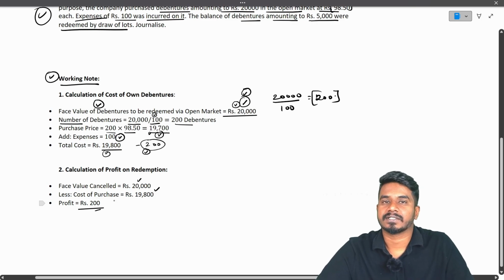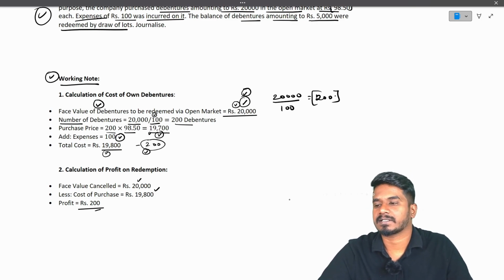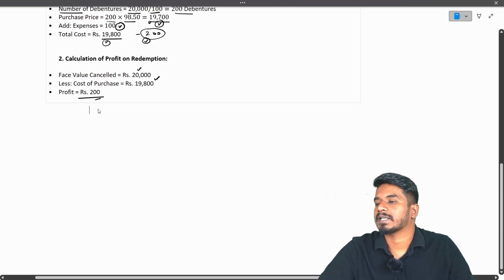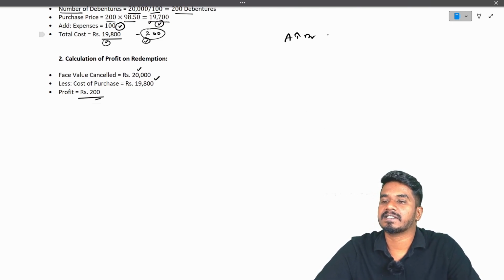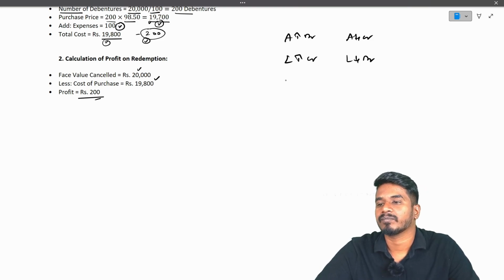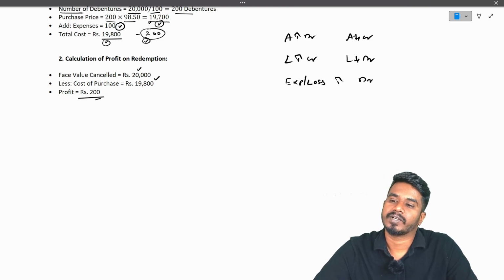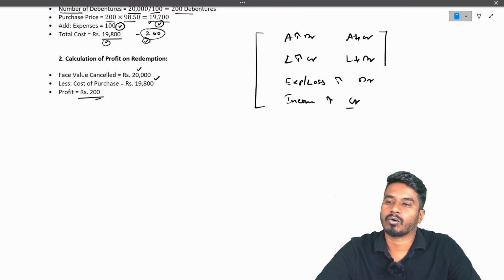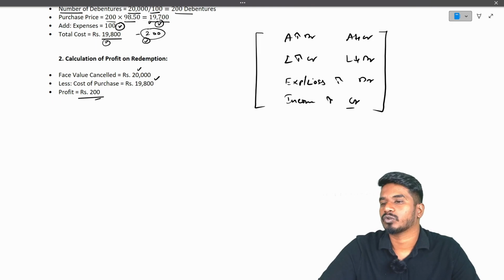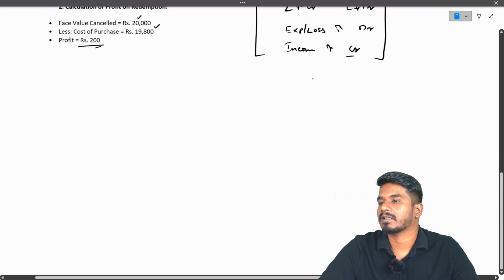Let us start with the journal entries. Before that, you need to understand the modern rules. If asset increases, we debit. If asset decreases, we credit. If liability increases, we credit. If liability decreases, we debit. If expenses or loss increases, we debit. If income increases, we credit. These are the modern rules we are following from the starting. Most people know it. Let us start with the question.